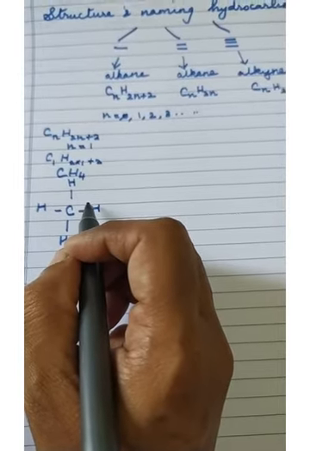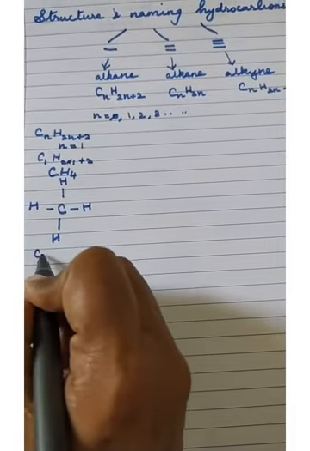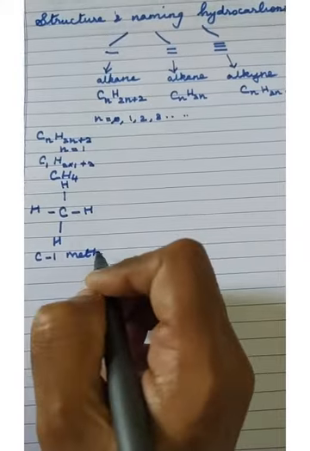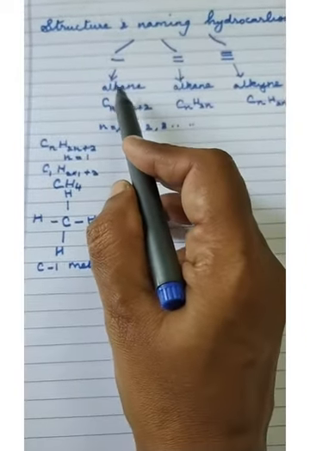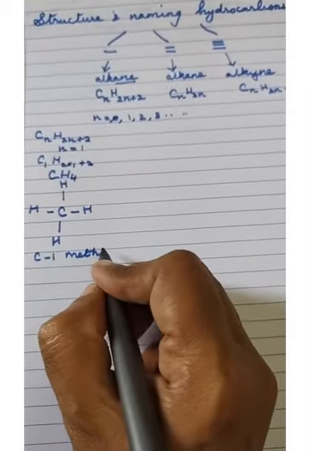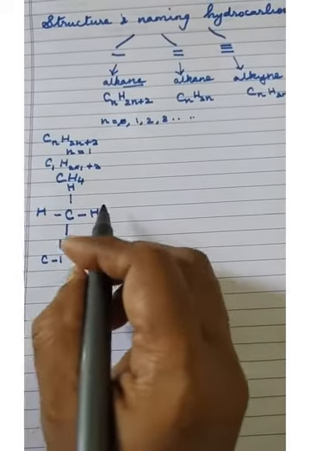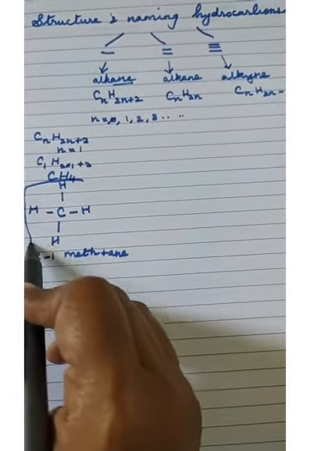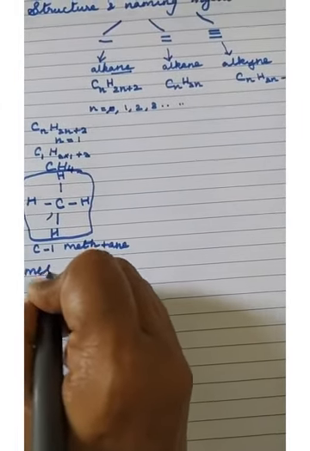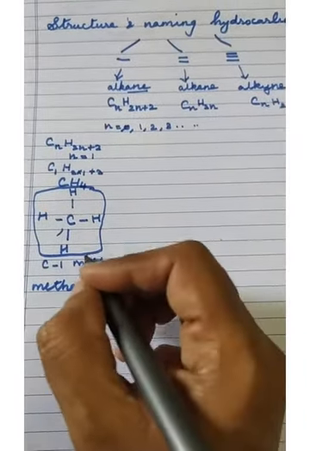So how can we give the name? Already in the last video I told you, if it has only one carbon, it starts with meth. And here we are writing it only for alkane. Alkane only has the CnH2n+2 formula, so we simply add ane. The name of this compound is methane.